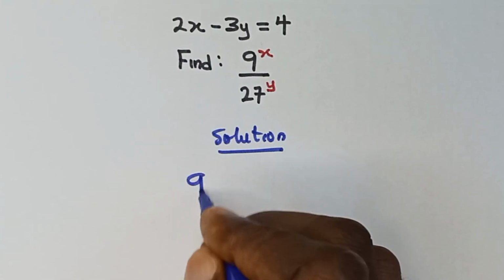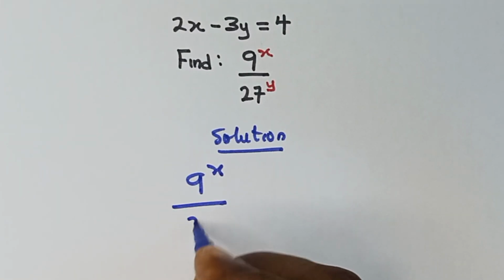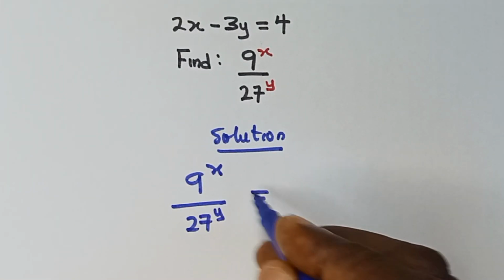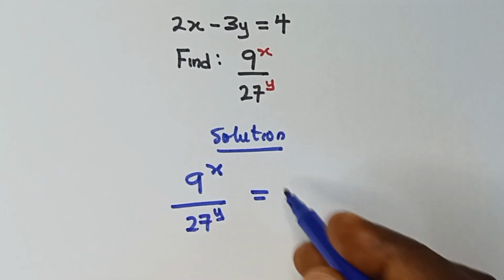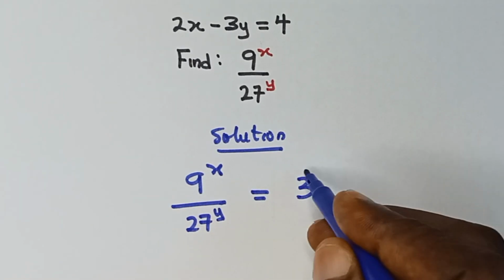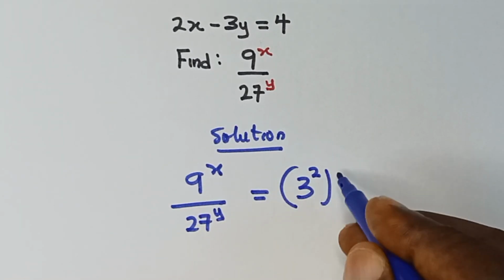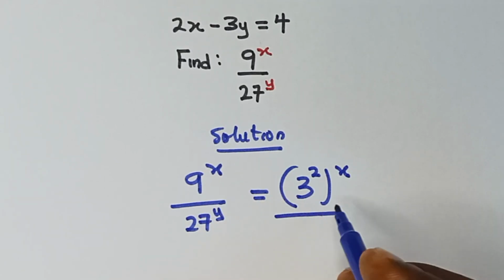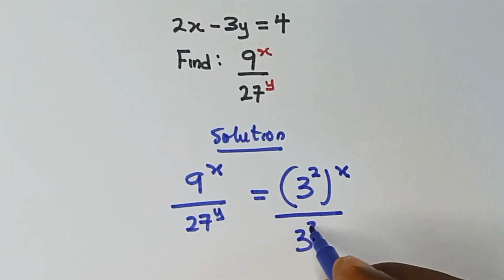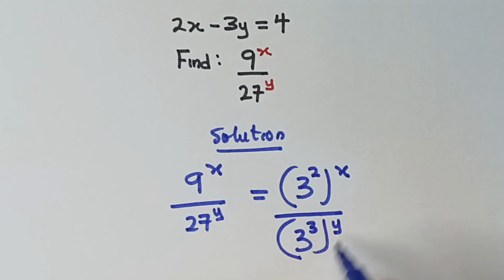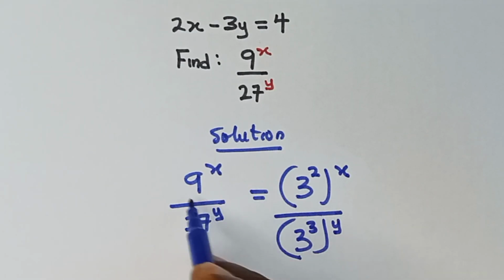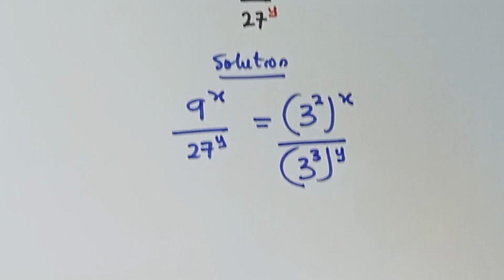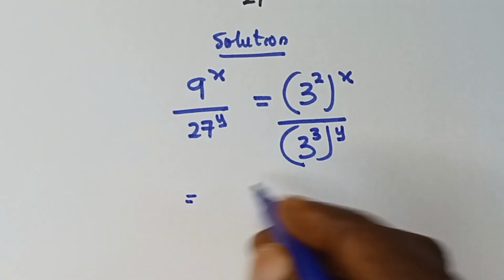Okay, now from 9 raised to the power x over 27 raised to the power y, they are both multiples of 3. Alright, so we can write 3 raised to the power 2 for 9, and for 27, we can write 3 raised to the power 3, all raised to the power y. 3 raised to the power 2 is 9. 3 raised to the power 3 is 27.